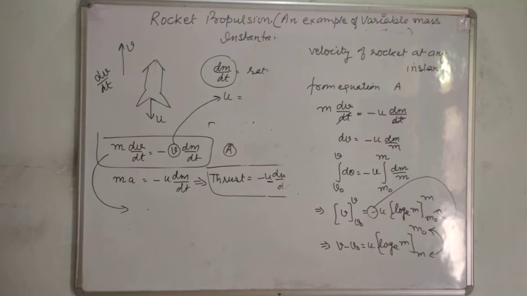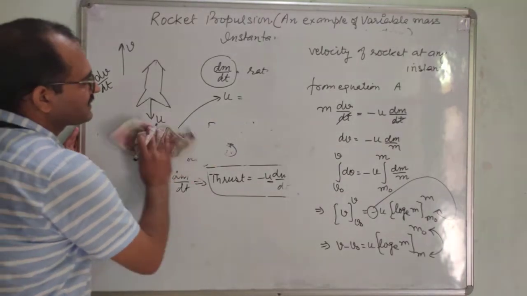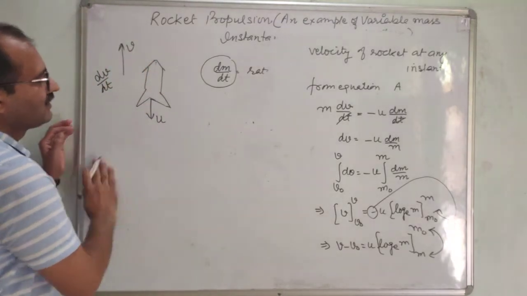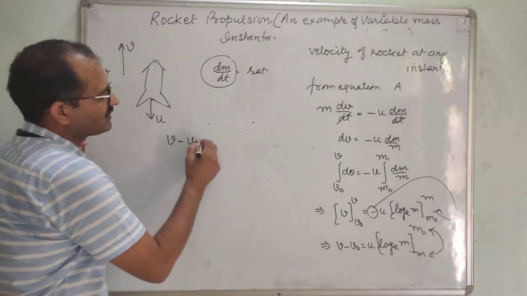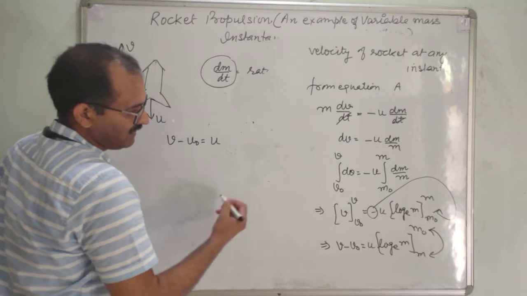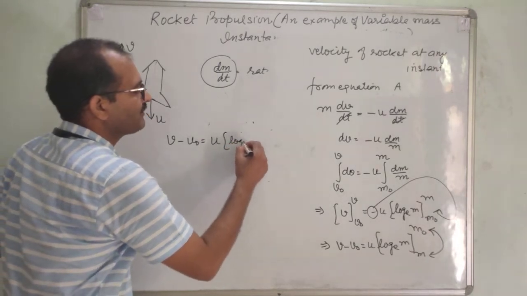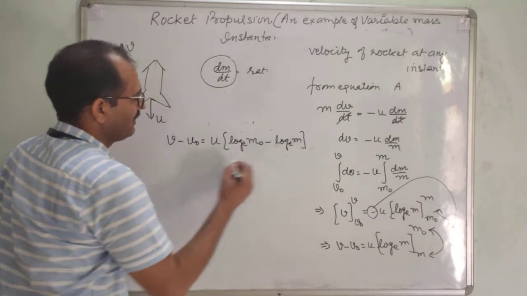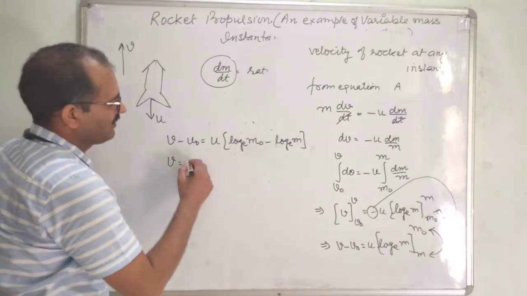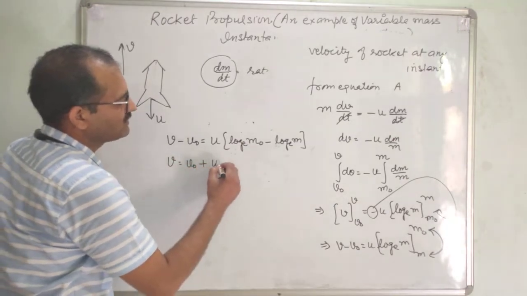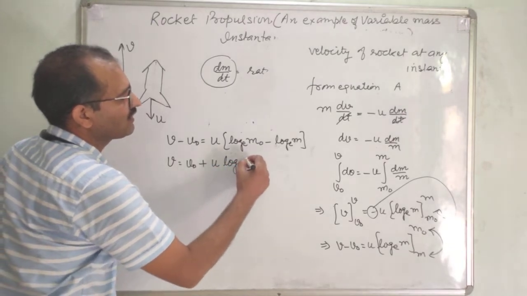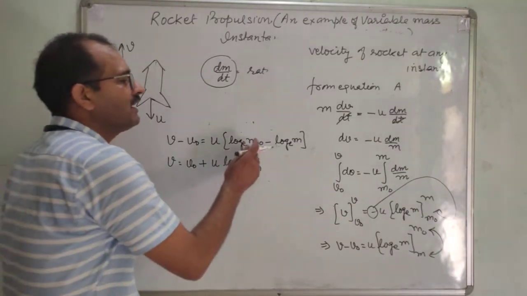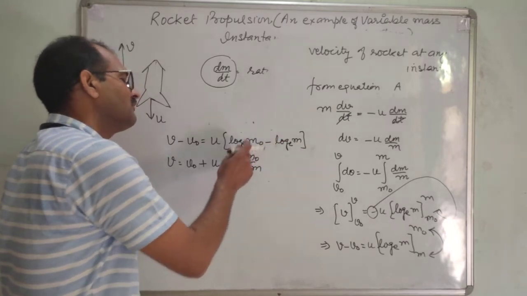Now what will be the next? v minus v naught is equal to u times natural logarithm of upper limit m naught minus natural logarithm of lower limit m. Therefore, v is equal to v naught plus u natural log of m naught by m. Log of a minus log of b is equal to log of a by b.